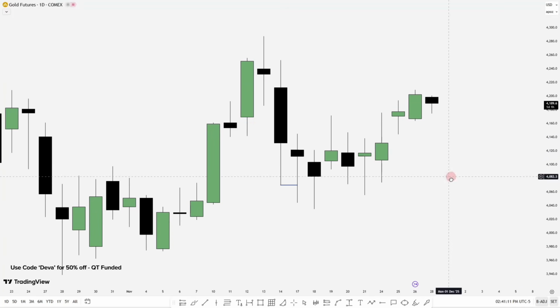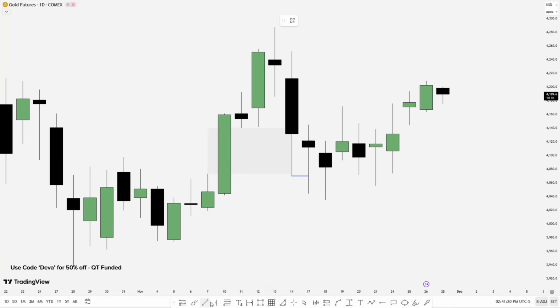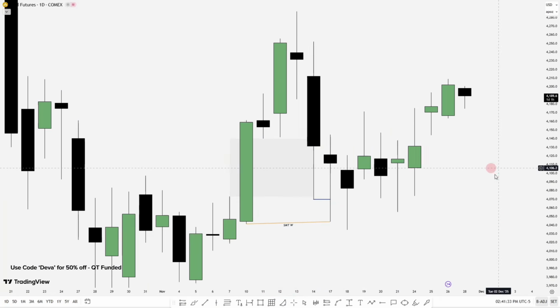We got the daily FVG here, right? Ignore this price action. Got this daily FVG here. And yes, there was this SMT at this time, I think it was at the H4 or whatever. Okay, so yes, we got SMT. I can confirm that.